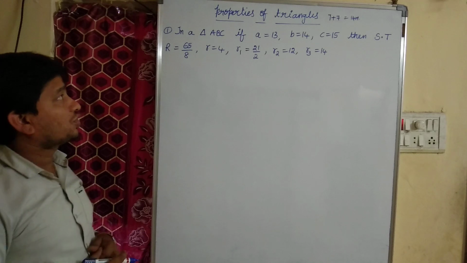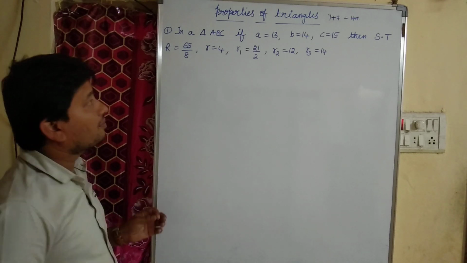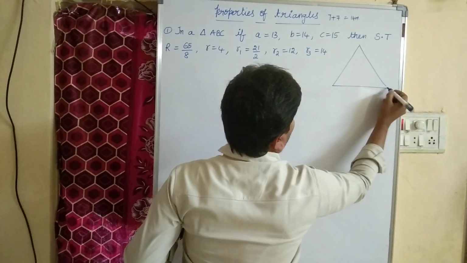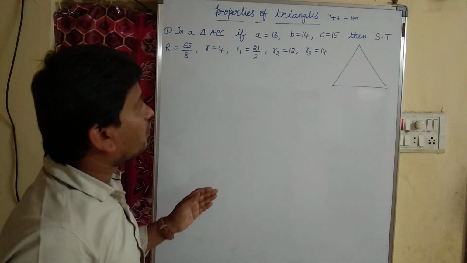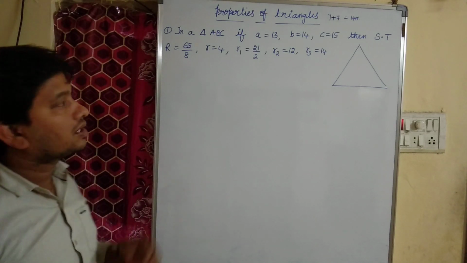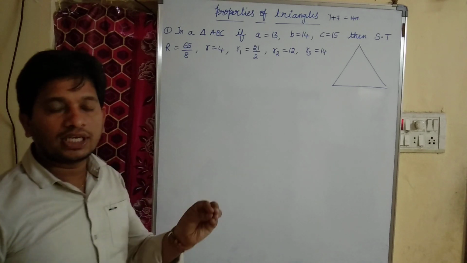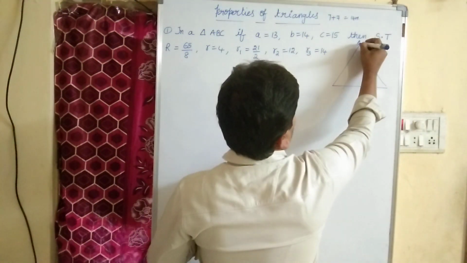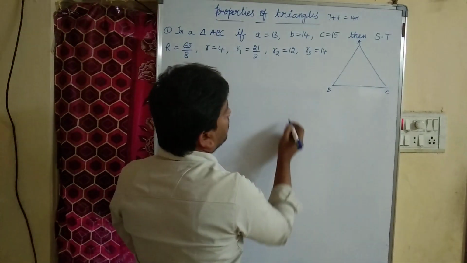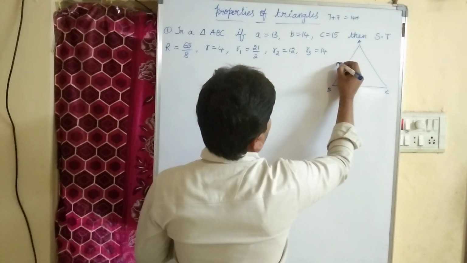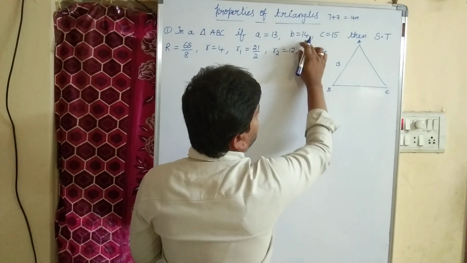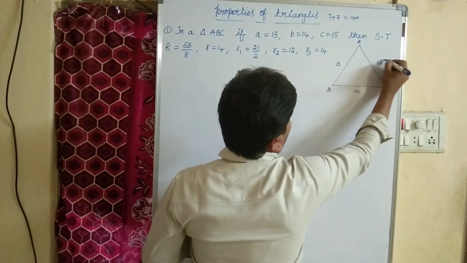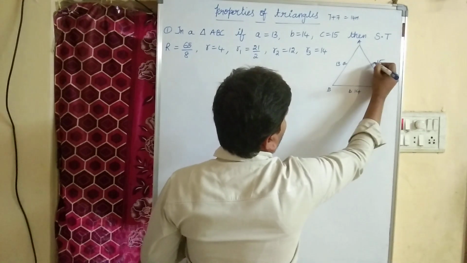Okay, now coming to question number 1. In a triangle ABC, a equal to 13 units, b equal to 14 units, c equal to 15 units. They are the sides of triangle ABC, right? Suppose let the length of BC, a equal to 13 units, length of AC, b equal to 14 units, length of AB, c equal to 15 units, right?